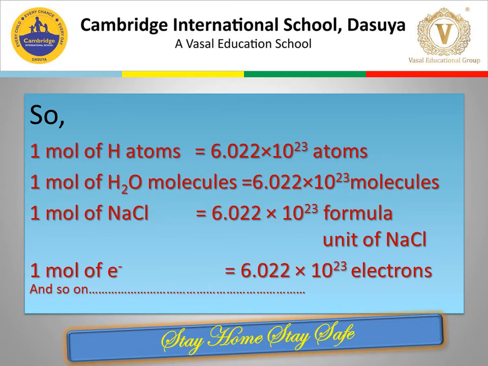So if I take 1 mole of hydrogen atoms, this is equal to 6.022 × 10^23 atoms. Similarly, if I take 1 mole of H2O molecules, this will also be equal to 6.022 × 10^23 molecules. In fact, if I take 1 mole of electrons, this will also be equal to 6.022 × 10^23, the Avogadro number of particles.